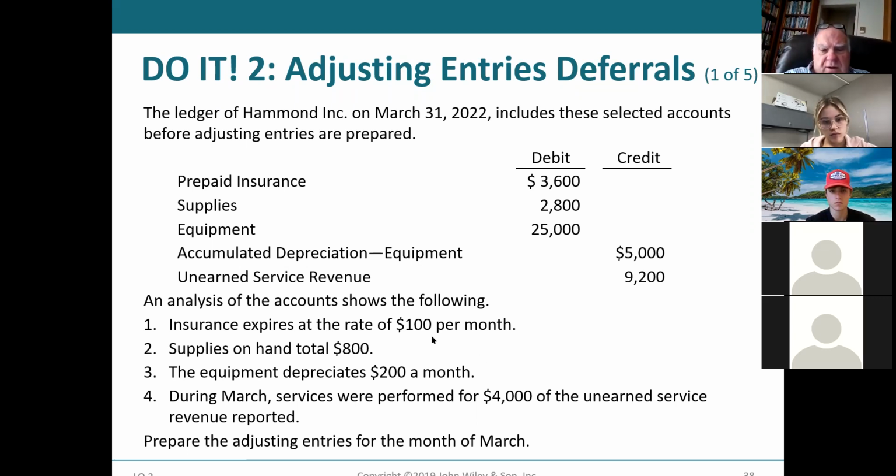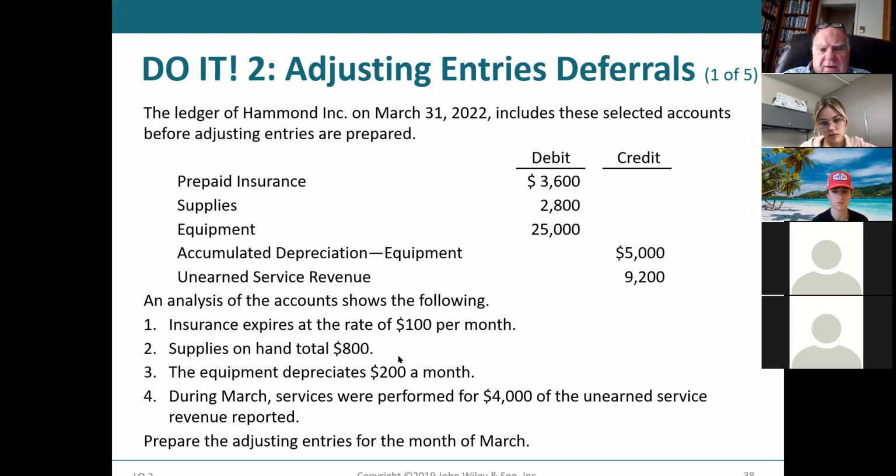Insurance expires at the rate of $100 per month. How much do they have in insurance? 3,600, right? So we're going to have to write an entry to debit insurance expense and credit the prepaid insurance to bring that down to 3,500.